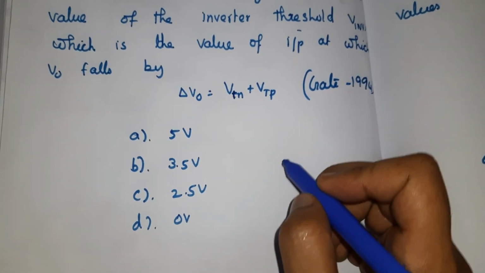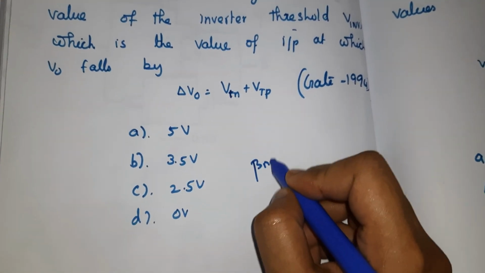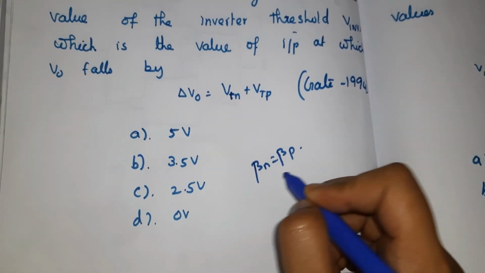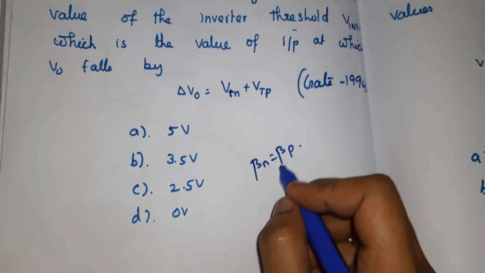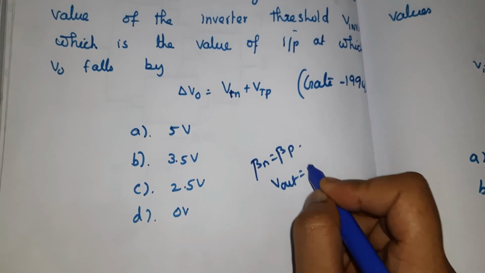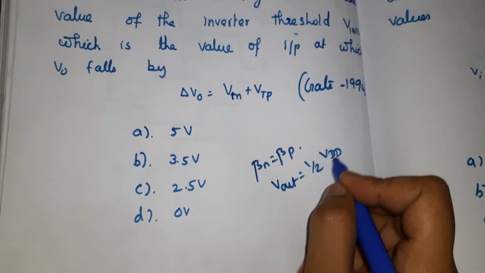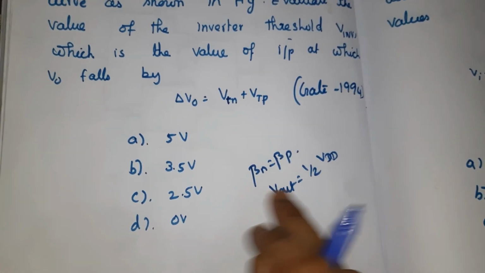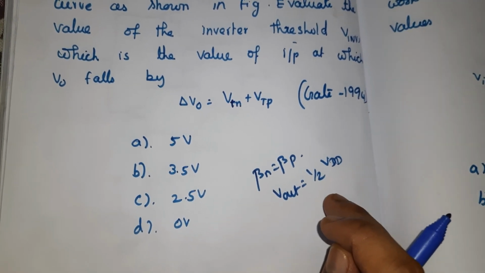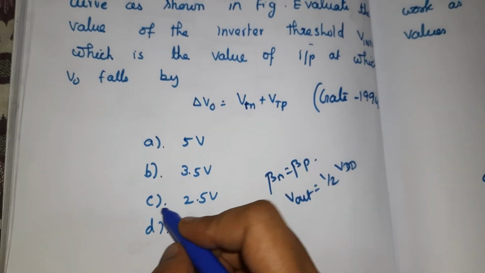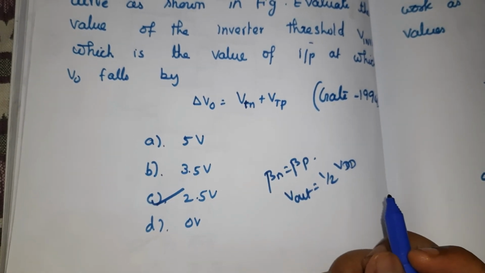5 volt. And the figure they are mentioning that beta n is equal to beta p. So we know the condition for this state, beta n is equal to beta p, V out must be equal to 1 by 2 VDD, half of the VDD value. Here VDD is 5 volt, so 1 by 2 into 5 we will get 2.5 volt. So here the answer is C, 2.5 volt.